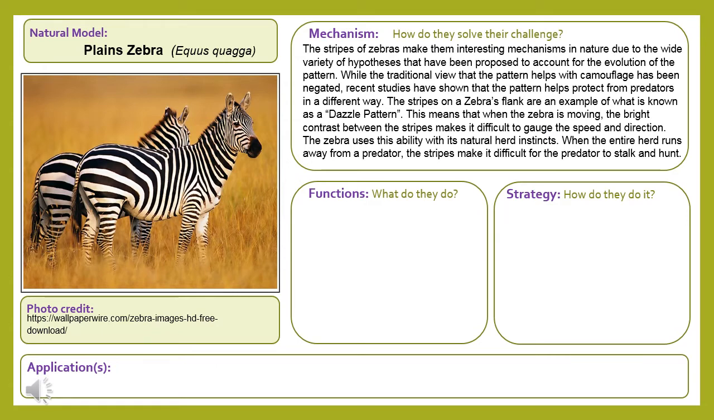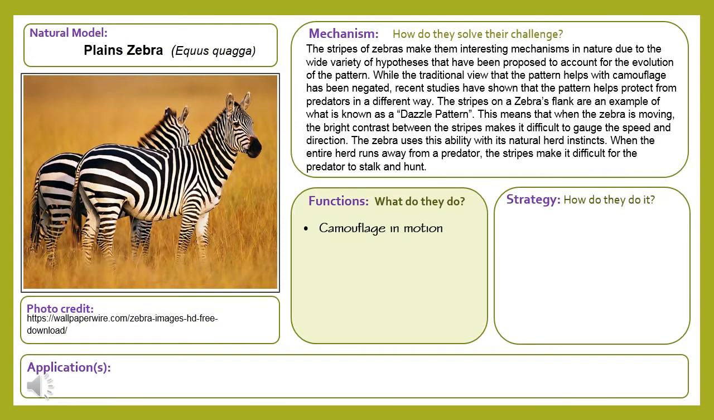What is their mechanism? How do they solve their challenge? Recent studies have shown that the pattern helps protect from predators in a different way than traditional camouflage does. The stripes on a zebra's flank are an example of what is known as dazzle pattern. This means that when the zebra is moving, the bright contrast between the stripes makes it difficult to gauge the speed and direction. The zebra uses this ability with its natural herd instincts. So when the entire herd runs away from a predator, the stripes make it difficult for the predator to stalk and hunt them. So the function we can extract from reading this mechanism is camouflage in motion.